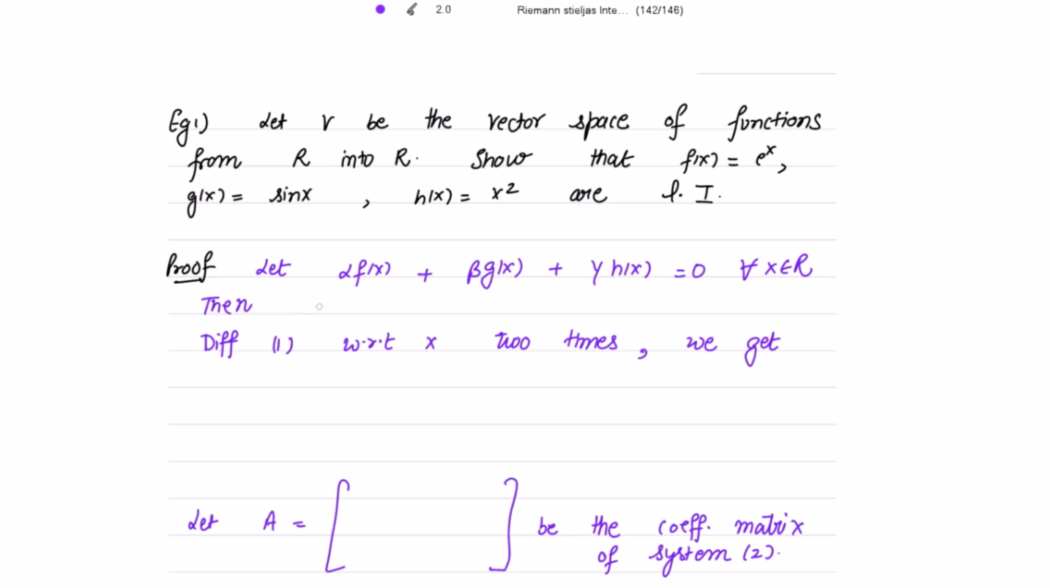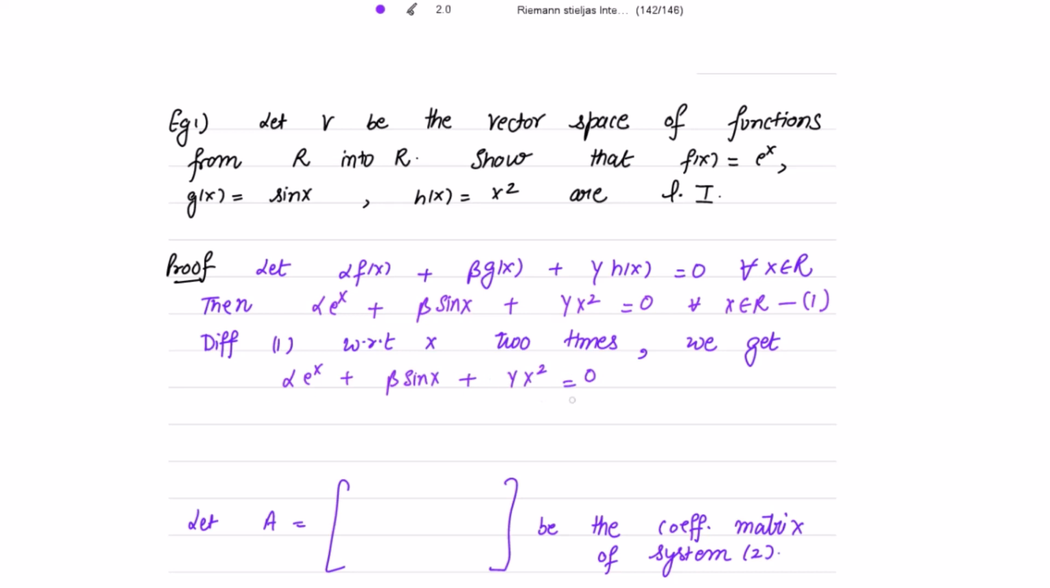Okay, the functions are: alpha e^x plus beta sin x plus gamma x^2 is equal to 0, for all x belonging to R, marking this as 1. Differentiating this two times because I'm having 3 functions here. So this is alpha e^x first. Just rewrite the equation first.